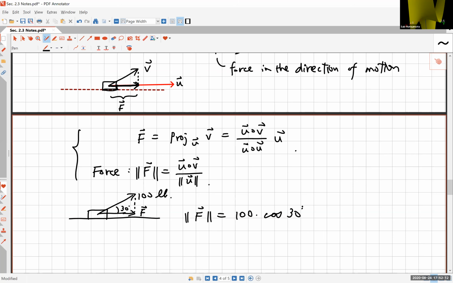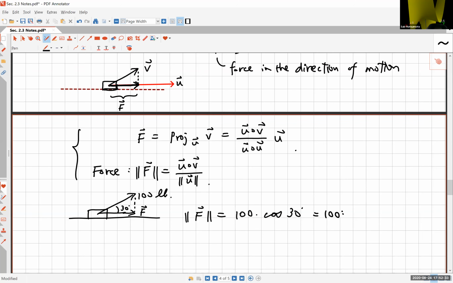Because a lot of times U is not given as a vector component. U is just a horizontal line. So using first semester trigonometry, or first day trigonometry, you can find the length of F, which is the length of the adjacent side of this right triangle. Okay, so what is that? Well, this is 100 times, remember what the cosine of 30 is? Square root of 3 over 2. And so this is 50 times the square root of 3.